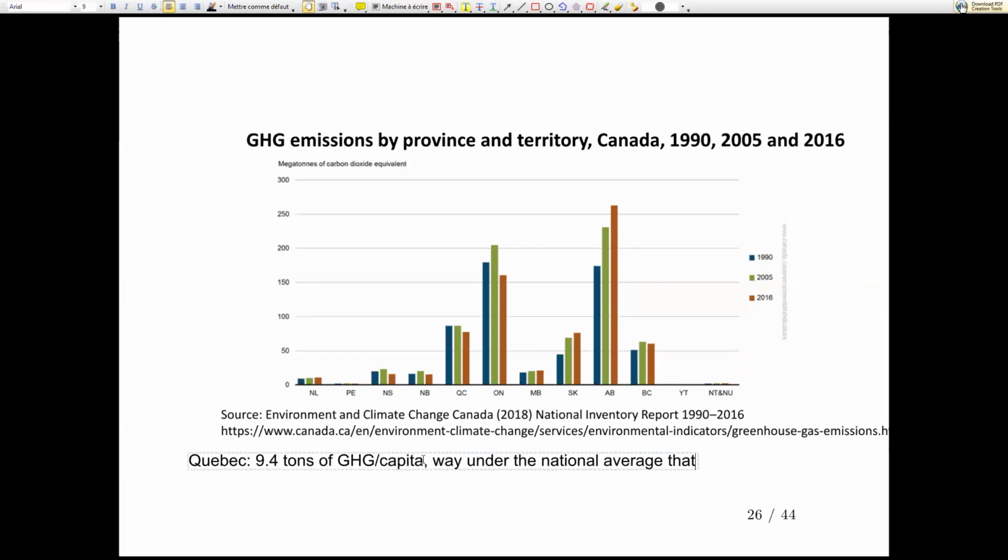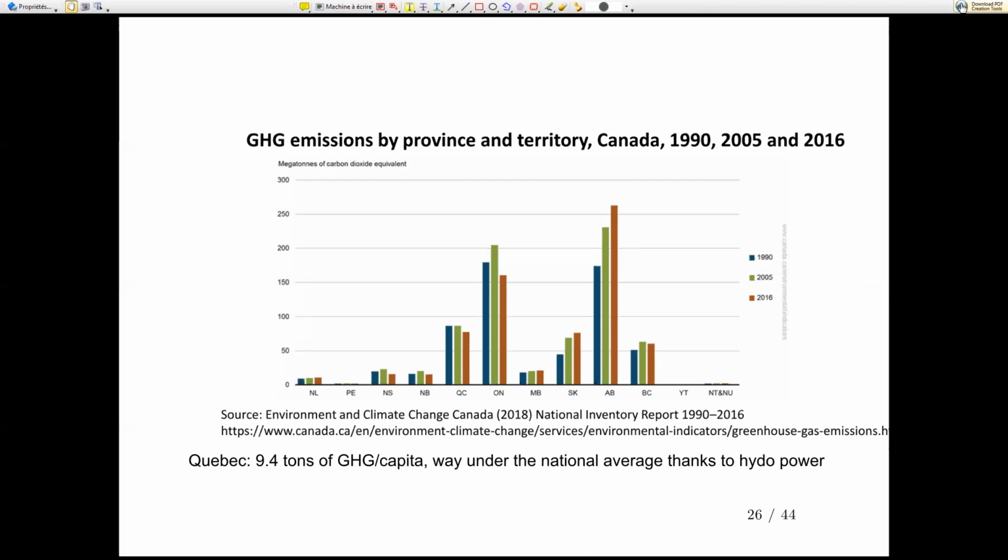And thanks to hydropower. And Alberta is what makes us look bad. So that's the hard thing about talking about Canada's climate policy. What is Canada's climate policy? It's a huge country where each province is just completely doing its own thing.